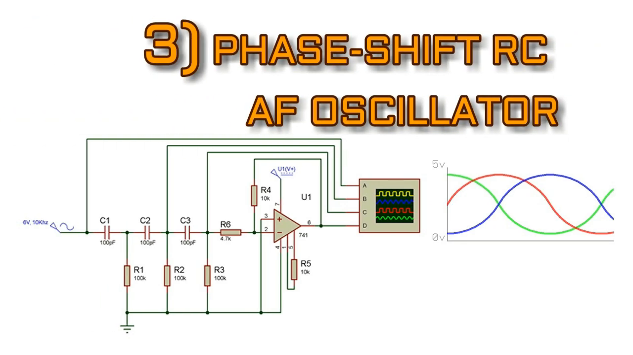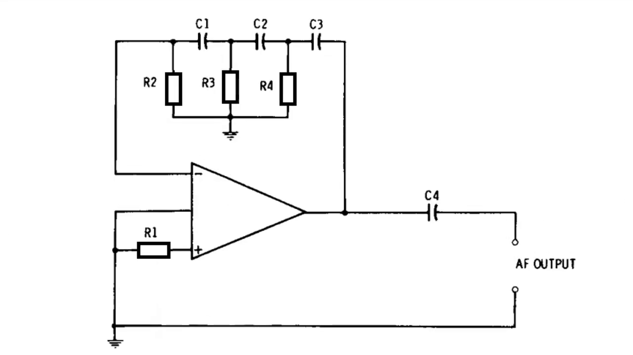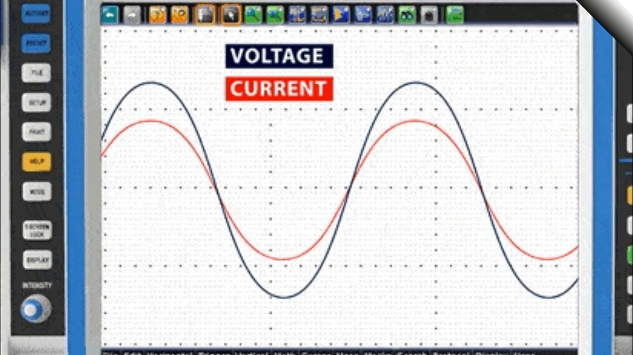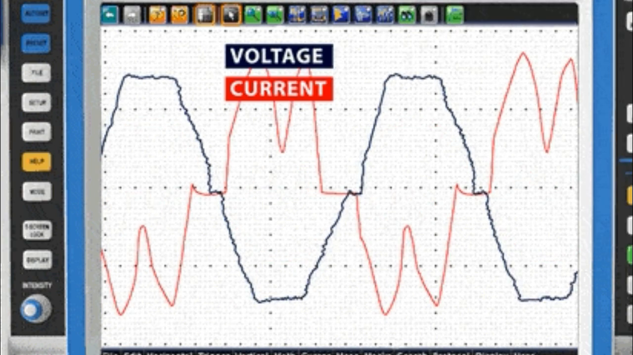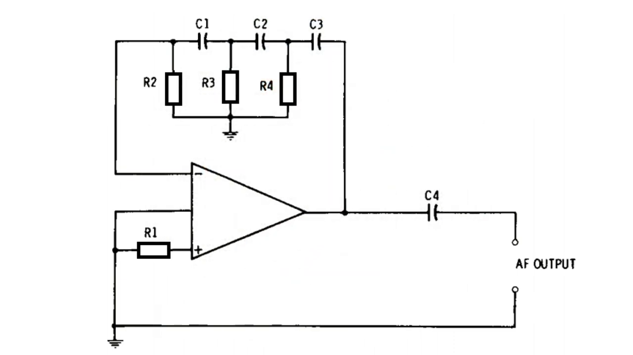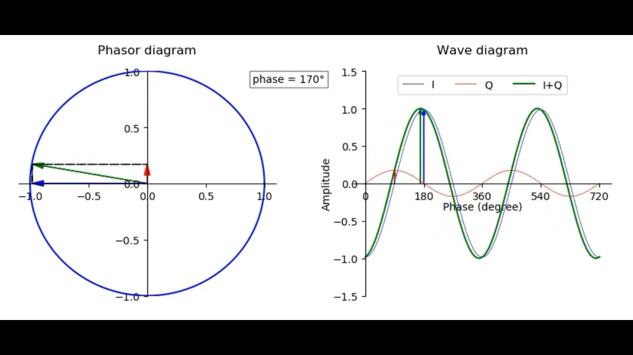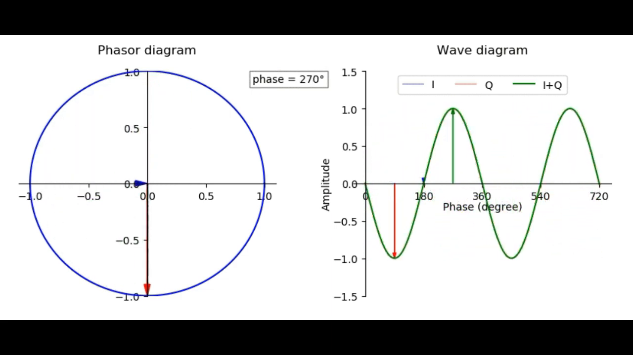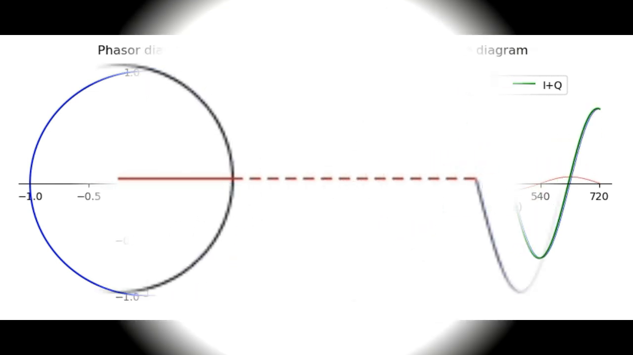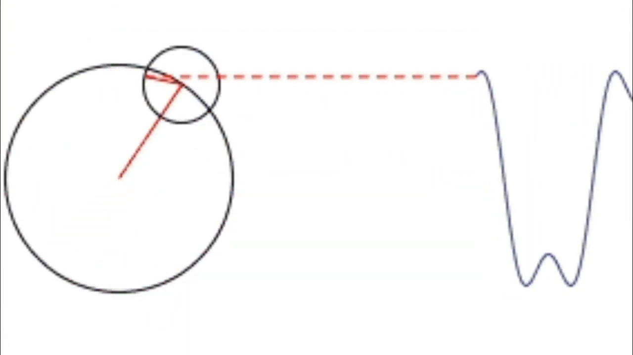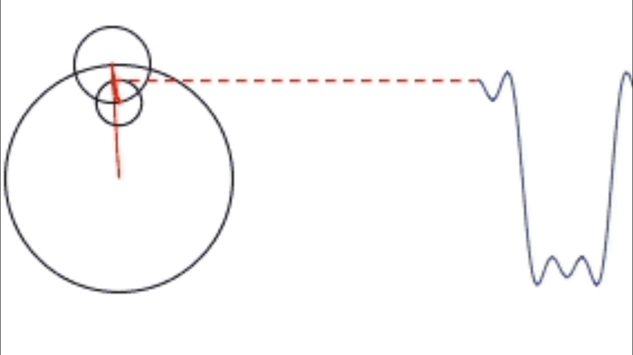Three, Phase shift RC-AF oscillator. The phase shift form of tuned resistance capacitance audio frequency oscillator is popular for its extremely low harmonic distortion. In this form of oscillator, RC tuning is achieved through a 180-degree phase shift network configured within the feedback loop of an inverting amplifier. The network consequently generates the precise signal phase rotation for the oscillation.